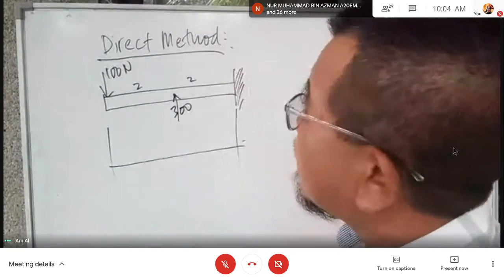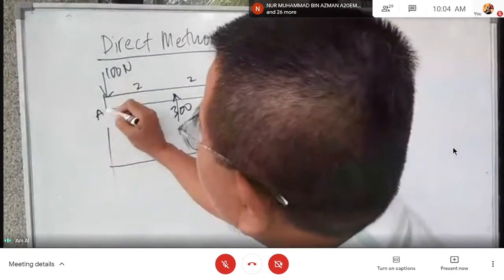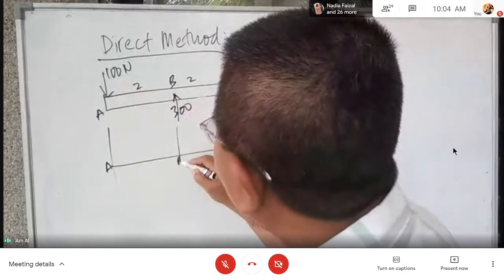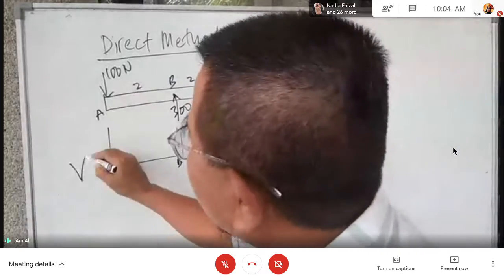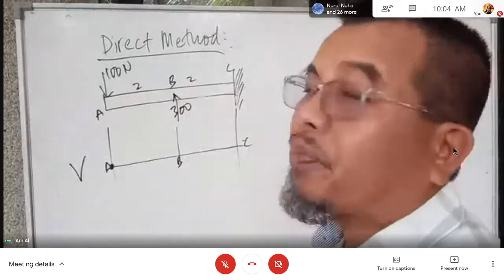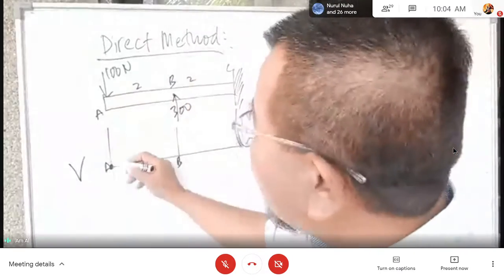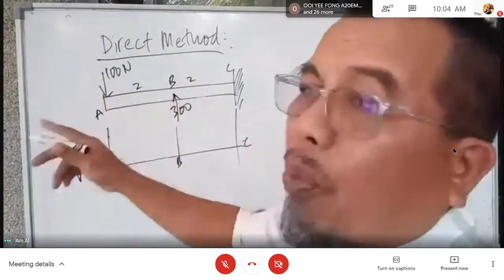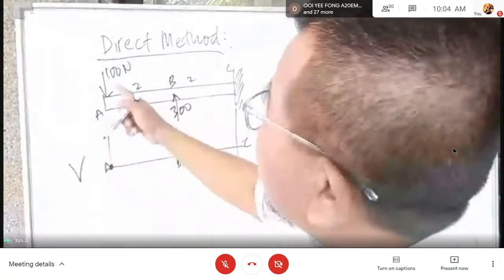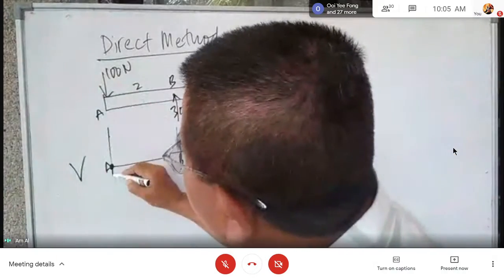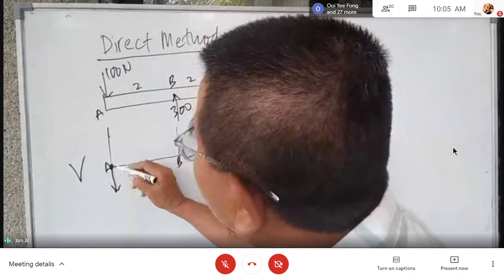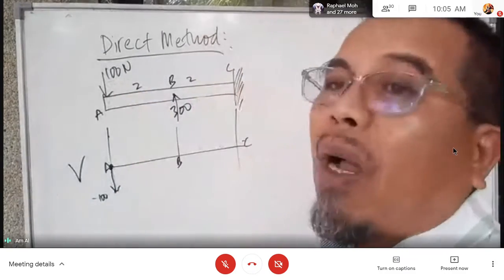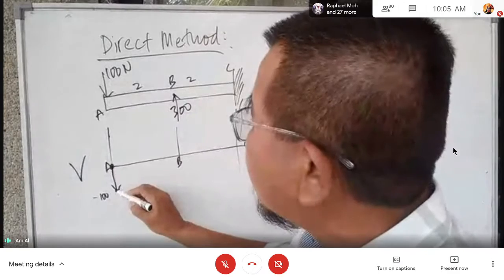See that? So start from A to B and B to C there. I want to draw my V. I start from 0, positive, negative there. So as I move along here, at point A, I go down by 100. So from 0, I go to minus 100. That means you go down 100, so the value must be minus 100.